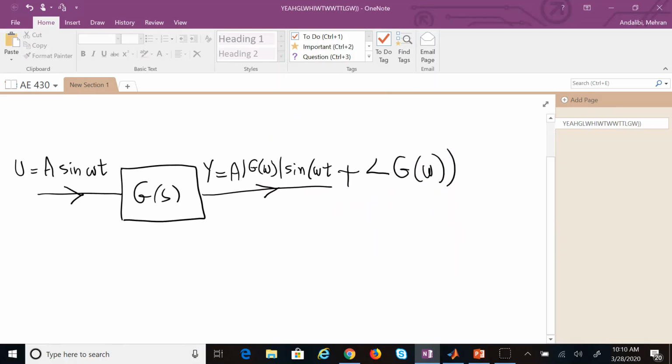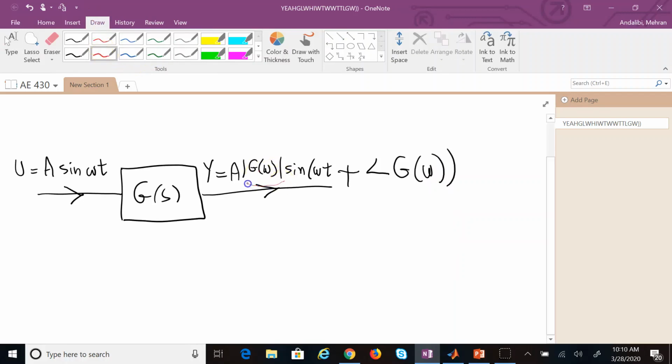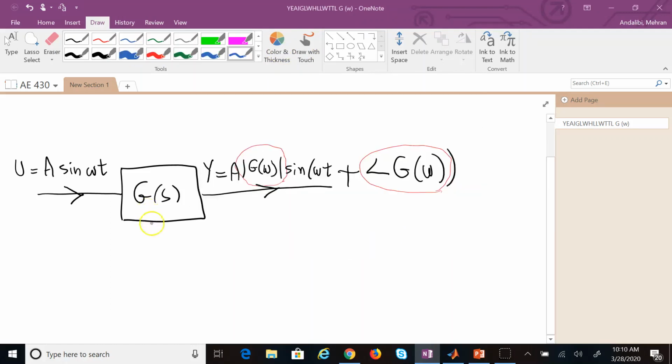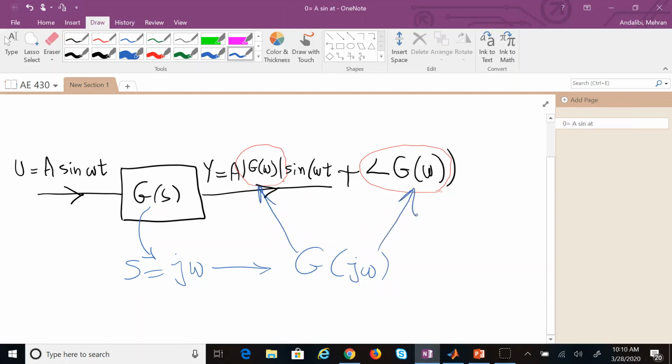Okay, so you see that I need two things. One is the magnitude of the transfer function at that frequency, and the other one is the phase of the transfer function at that frequency. And how do I get them? Well, I replace s equal j times omega in the formula of G(s), and so it gives us G(j omega), which is a complex number, and this complex number has a magnitude and a phase or angle. And these two functions will change based on the frequency. So if you change omega, these two would change. And so that's the meaning of frequency response, which means output in response to a harmonic input.